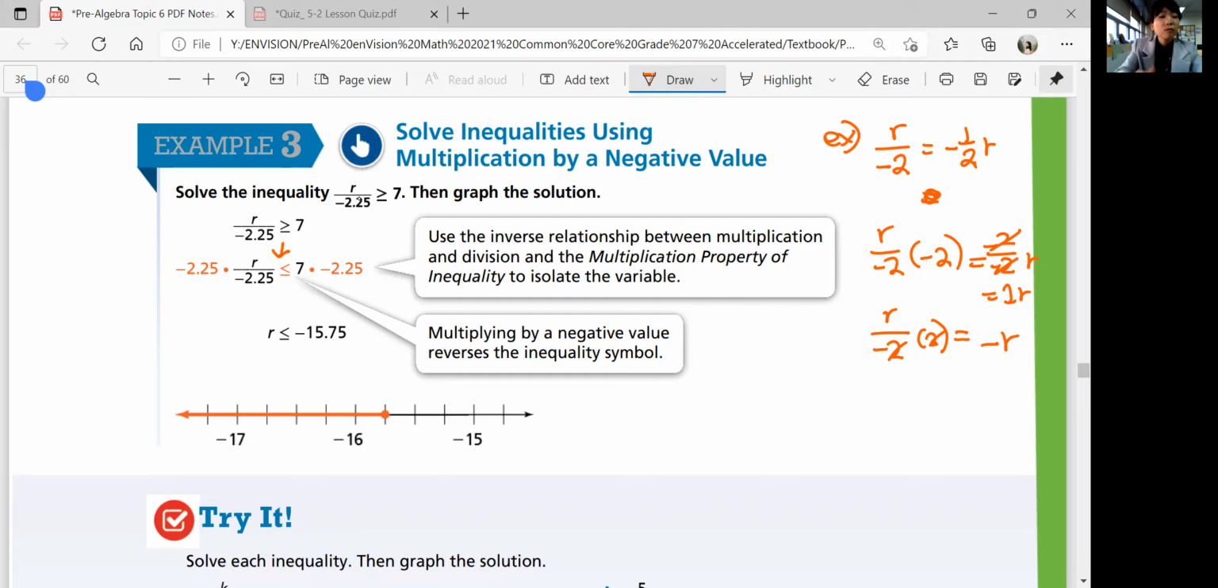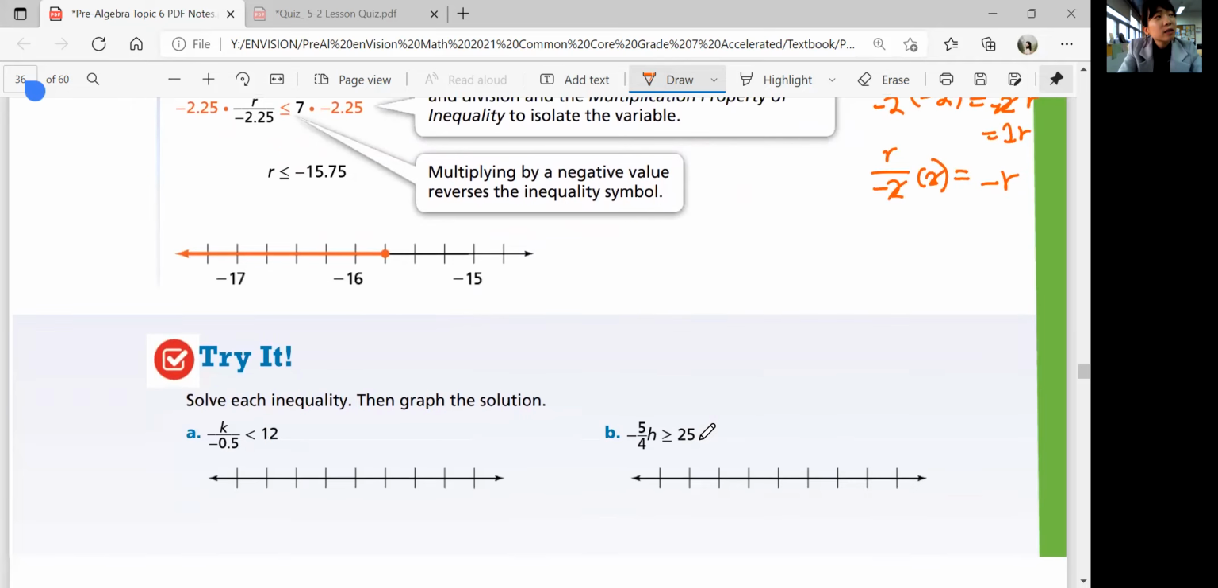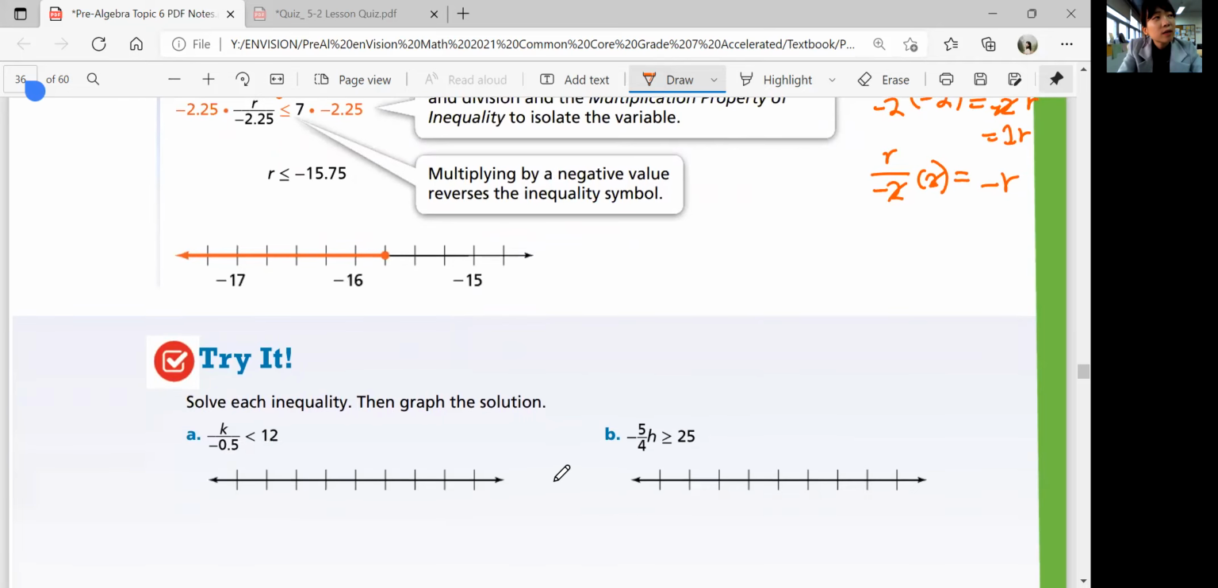Graph it. So let's try this last try question. See if you can solve this inequality by yourself. Come back when you're ready for answers.